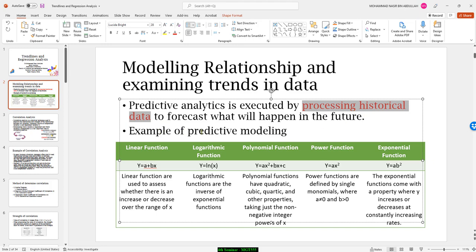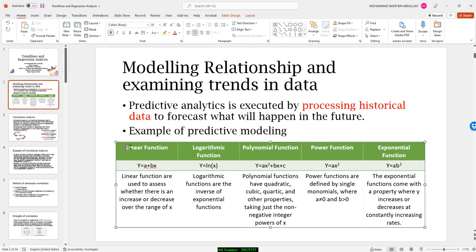So the example of predictive modeling, we have a lot of linear regression. As I said earlier, we only focus on linear regression, right? So there are many more: logarithmic function, polynomial function, power function, exponential function. All these are advanced regression techniques, but the formula I think is quite common. So if you are an SPM student, you already know the formula y equals a plus bx. If you still remember in the subject mathematics, modern mathematics, right?